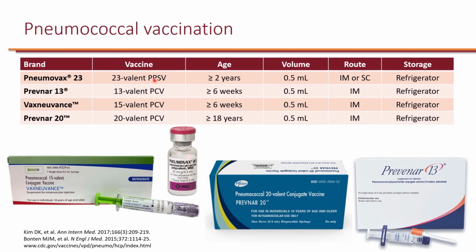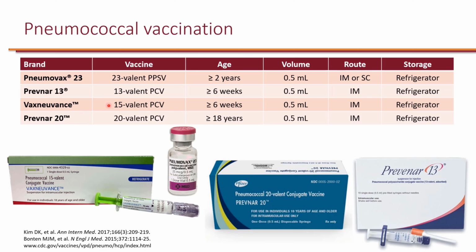And then, so this is PPSV, the rest of them are PCV, or pneumococcal conjugate vaccine. And the first one is Prevnar 13. So this is a 13-valent, and it has 13 of those serotypes. This is approved for ages 6 weeks and older. And all of these PCVs are available as a pre-filled syringe, so they can only be given as an intramuscular injection. Most recently, we had Vaxneuvance and Prevnar 20 approved.